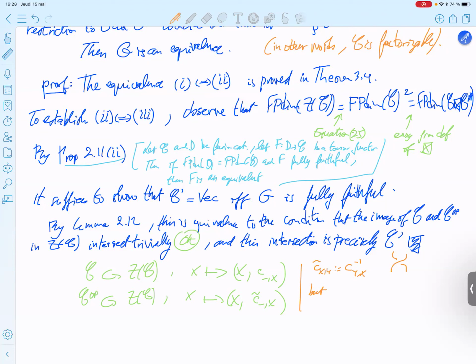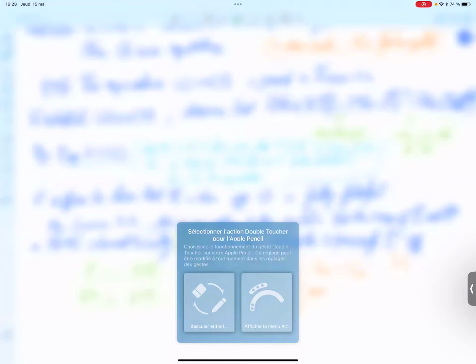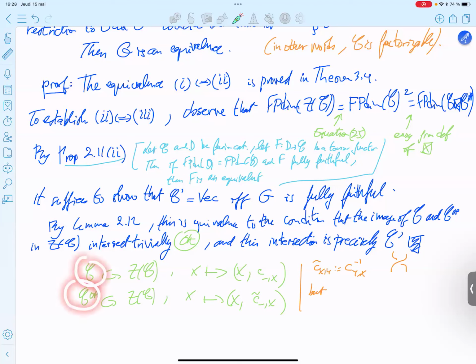So now we are interested in the intersection. So you have these two embeddings. So now you can consider these two classes of objects, and we are interested in the intersection. So we are interested in an object of this form, which is also of this form. So it's as follows. But C_{Y,X} equals C_{Y,X} inverse.